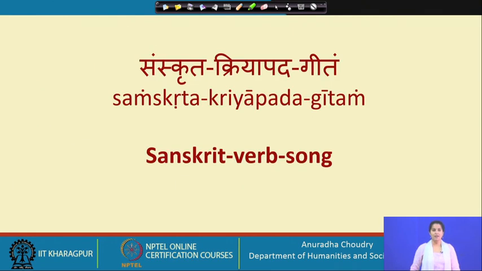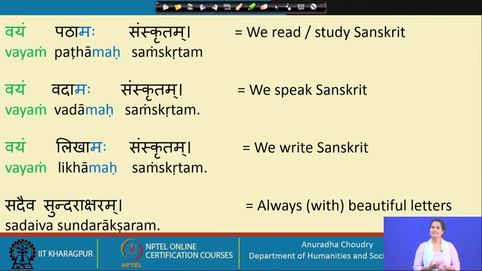Now let's look ahead. So we had done a song in the session of the singular conjugation of the verbs, which was Aham pathami sanskritam, aham vadami sanskritam, aham likhami sanskritam, sadaiva sundaraksharam. Now we'll see the plural of that same song. This is something that I've sort of introduced. You won't find this on the net or anywhere. I've just tried to make a simple form of the usage of the plural with a song that is already known.